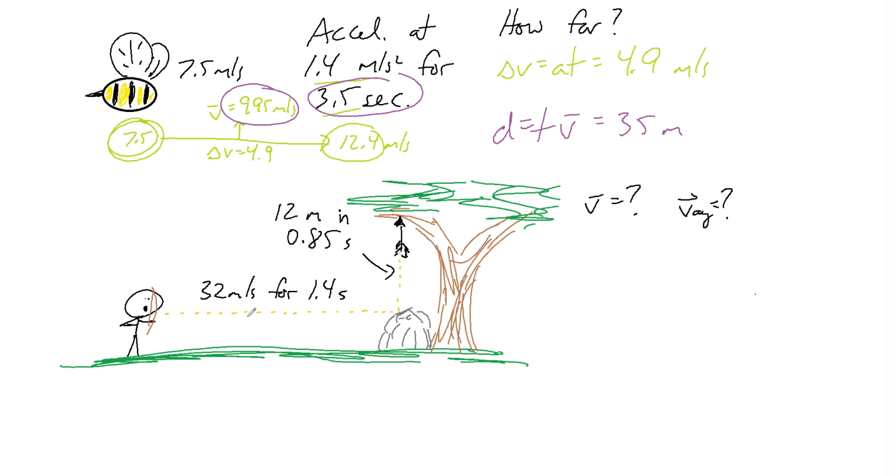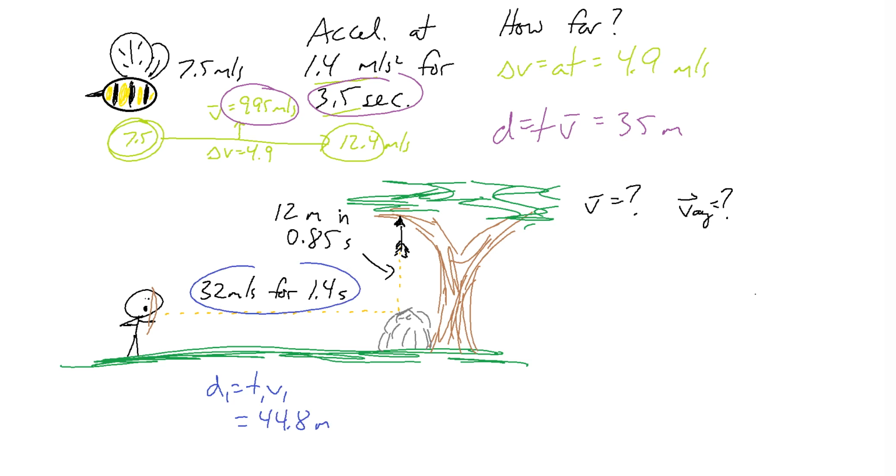So for this part right here, I can find the distance for the first part, and it would just be the first time multiplied by the first speed. So I've got the 32 times 1.4, and I've got a distance of 44.8 meters. All right, so that's using those values.